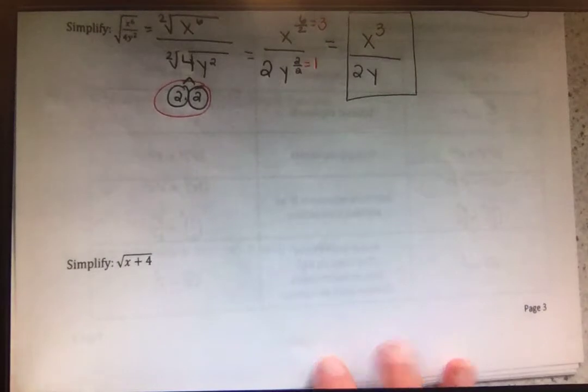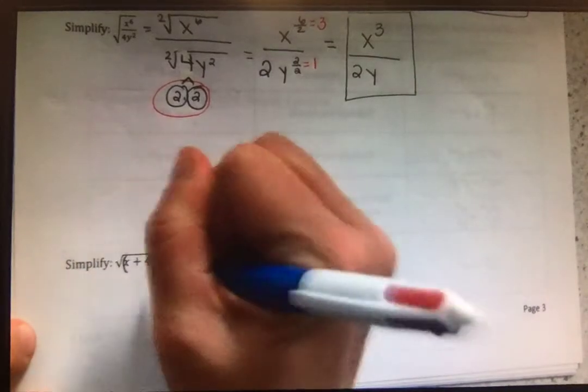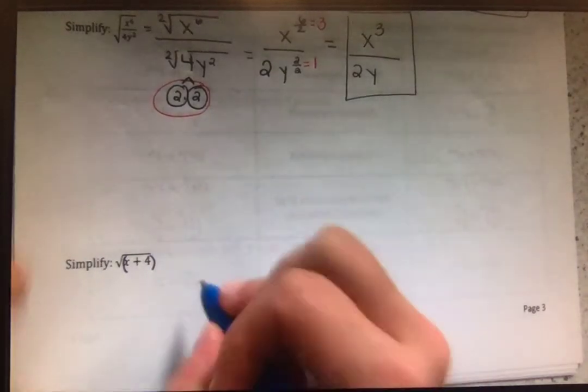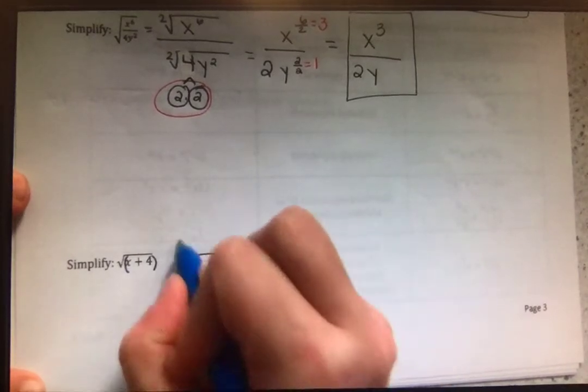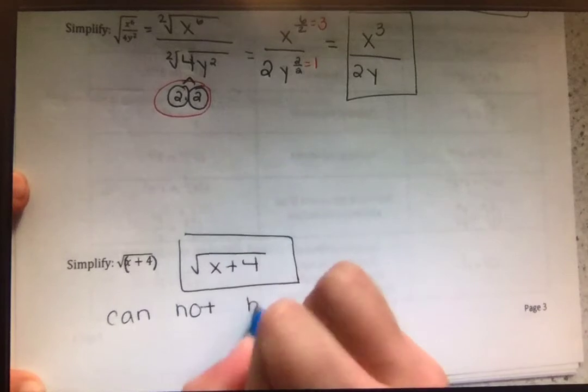Lastly, we have the square root of x plus 4. So x plus 4 is its own polynomial. It's our own little family. So there's no GCF, nothing that can come out of x and 4. Because nothing can come out, there's no two of a kind, there's no way I can break down x plus 4. So it cannot be simplified. So that's our final answer. Trick question.